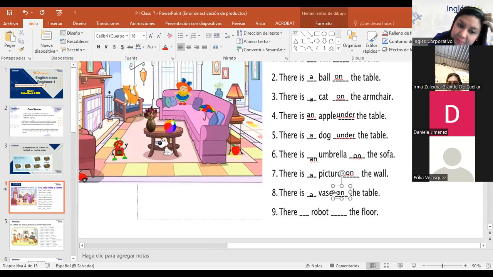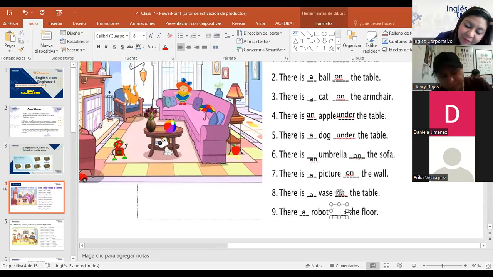And finally, there's a robot. Robot. There is a robot on the floor. On the floor. Yes. But maybe also we can have other things.